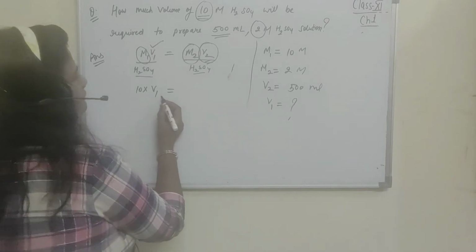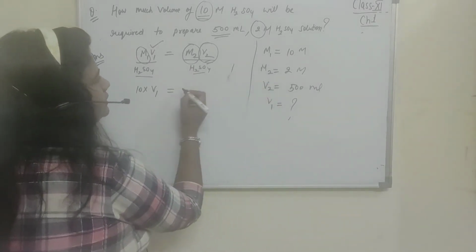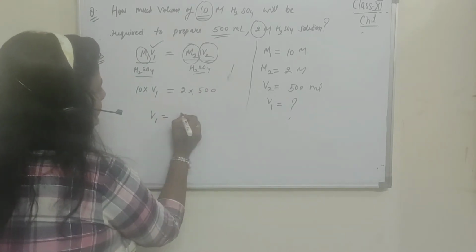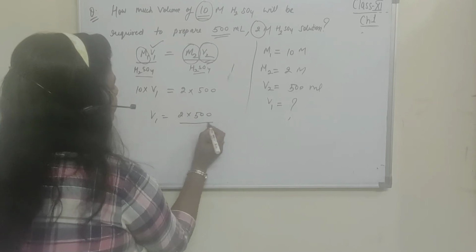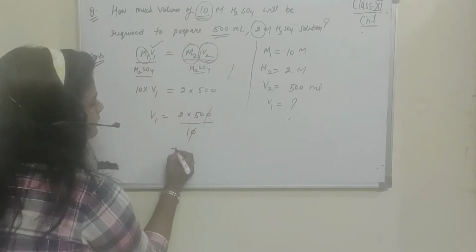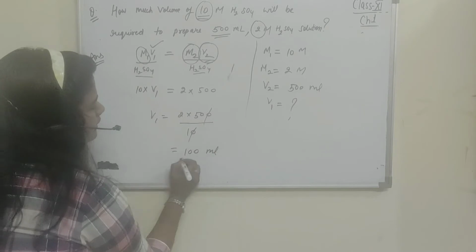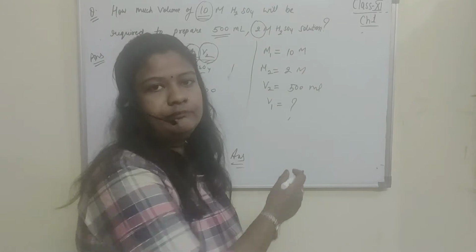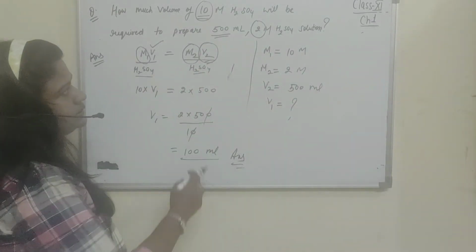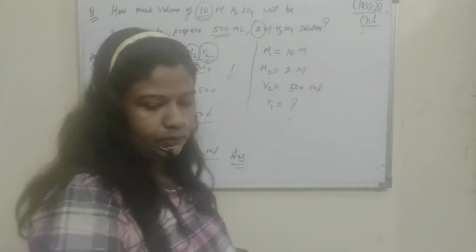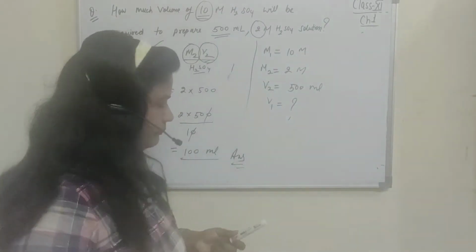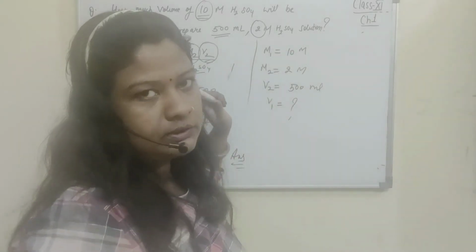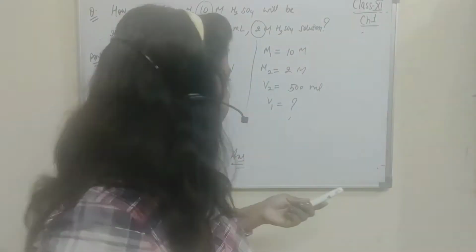So M1V1 is equal to M2, which is 2, multiplied by V2, 500. You have to calculate 2 into 500 divided by 10. The answer is 100 ml. In this way you can solve this type of question, and from the practical point of view, this is a very important question.